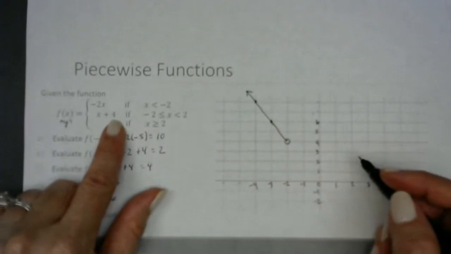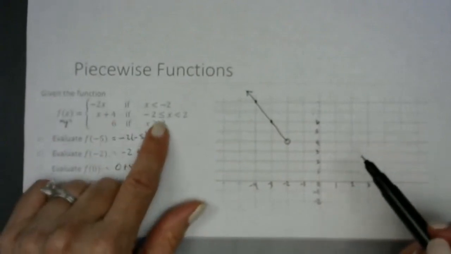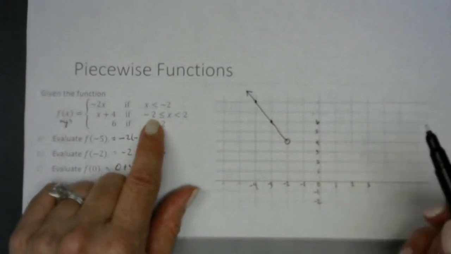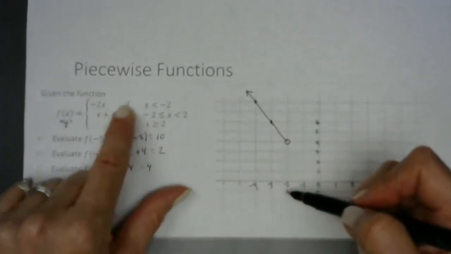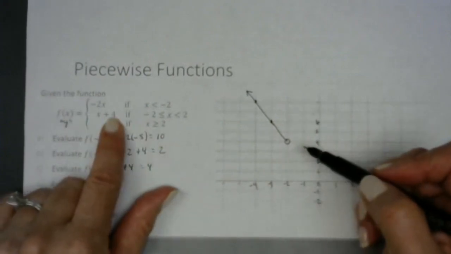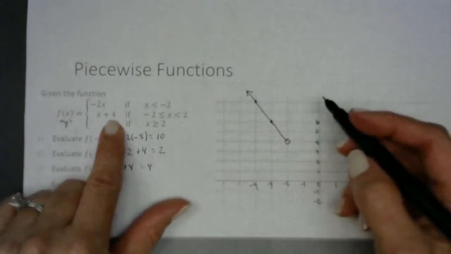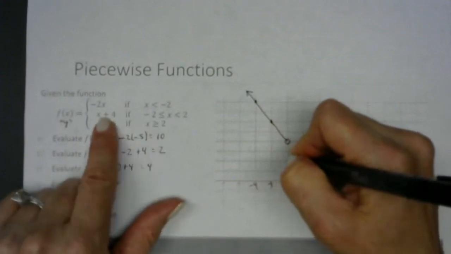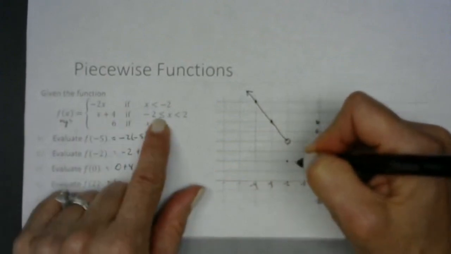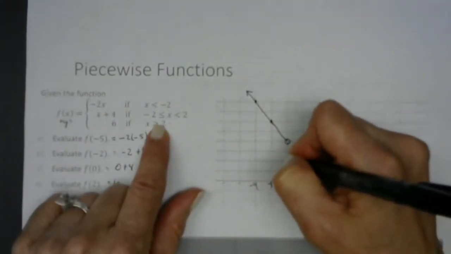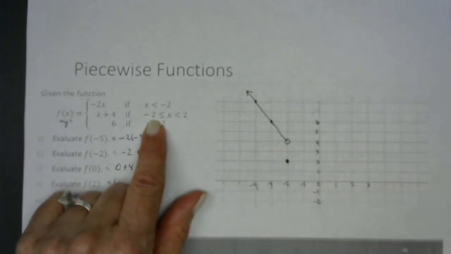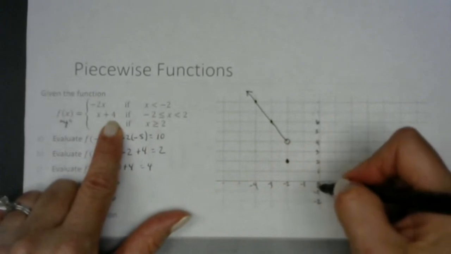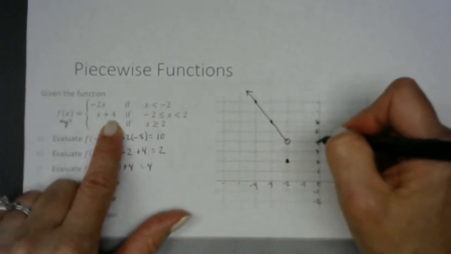Now the second part is x plus 4. This applies to values in between -2 and 2, but inclusive of that -2. Let's see what happens right at -2. -2 plus 4 is +2, right? So that means the first point for the second interval is right here. And since -2 is included, that's going to be a filled-in dot at that end value. 0 is in there too. What is 0 plus 4? That's 4. All right, so that point would be in there.